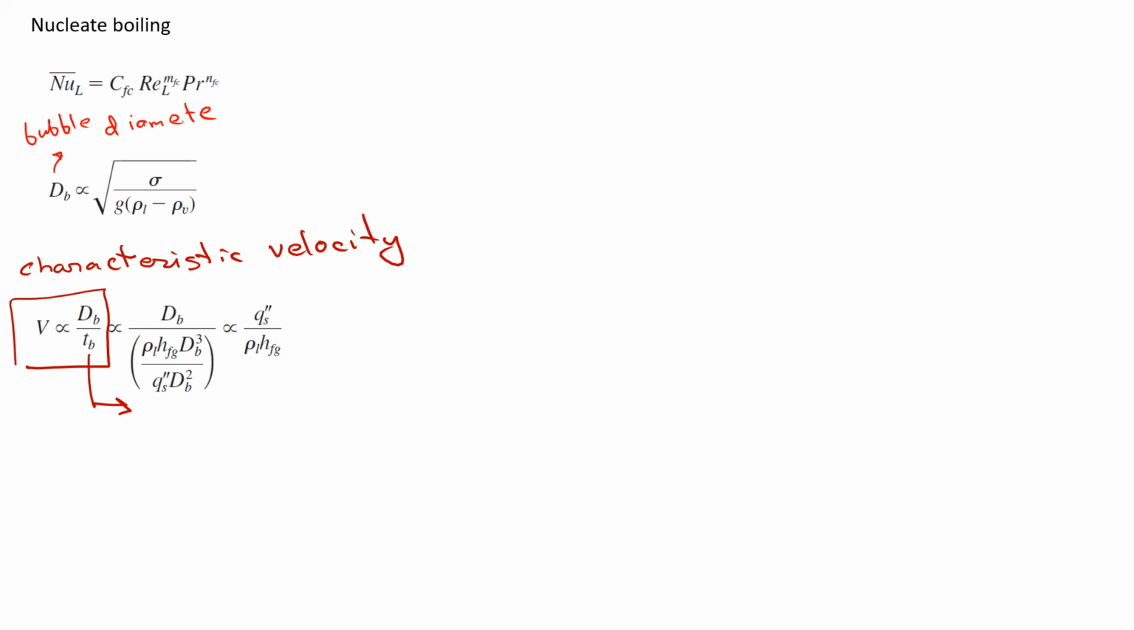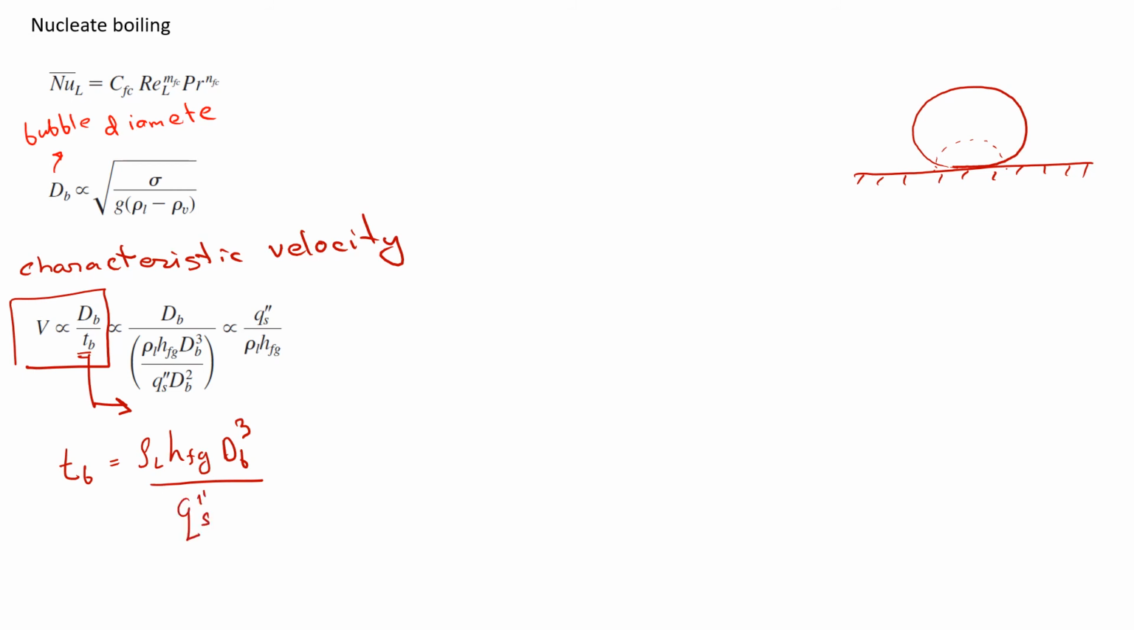So in other words, let's say this is a surface that you have, and you have bubble formation on the surface. As soon as a bubble leaves the surface, another bubble will start generating on the surface, and the time difference between the two bubble formations is nothing but TB. TB is equal to rho times HFG times the cube of the bubble diameter, divided by the heat flux times dB square. Okay.